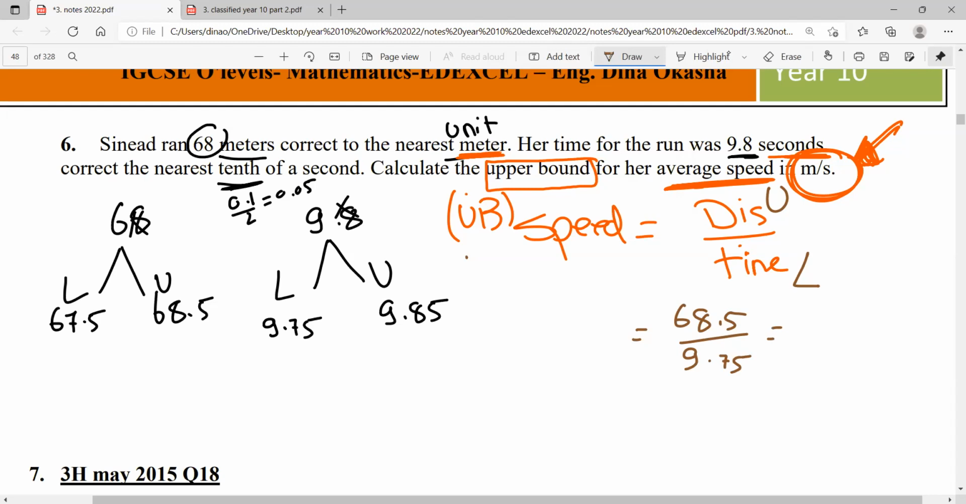68.5 divided by 9.75. And I'll get an answer after rounding to 3 significant figures. I will round here because this is the answer that I got on the calculator.